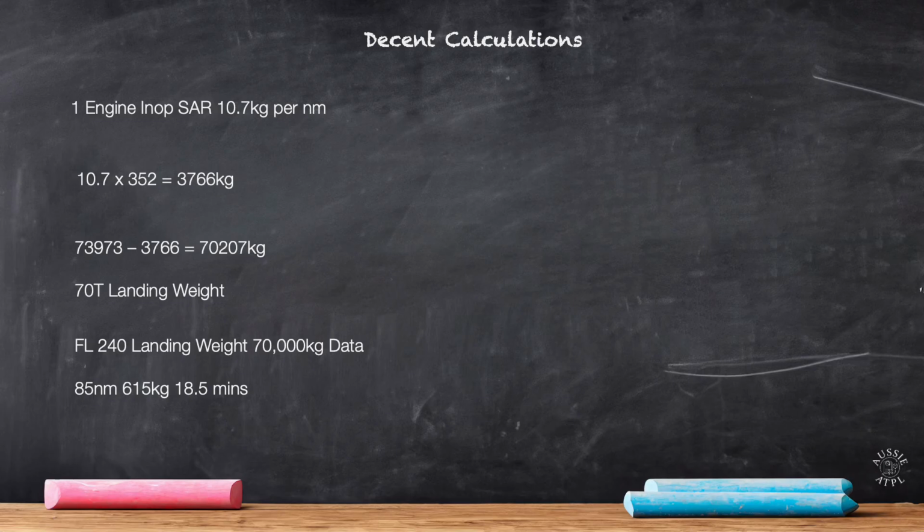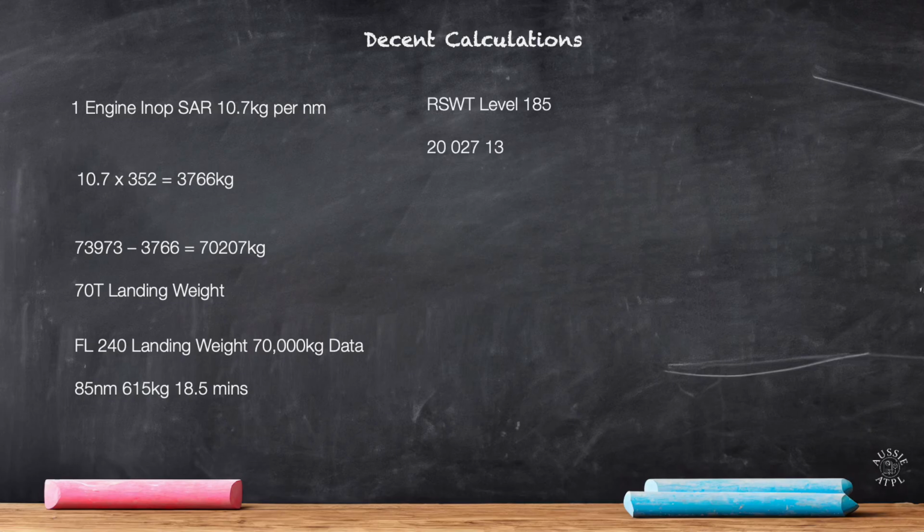So if we head to the descent data in the 77 handbook, from flight level 240, obviously you're going to have to interpolate between flight level 250 and 230 and use landing weight data or distance data from 70 tons. You get 85 nautical miles, burning 615 kilos in about 18 and a half minutes.